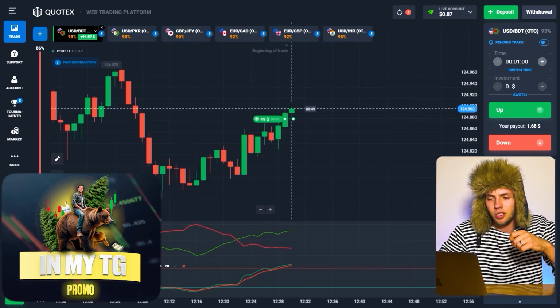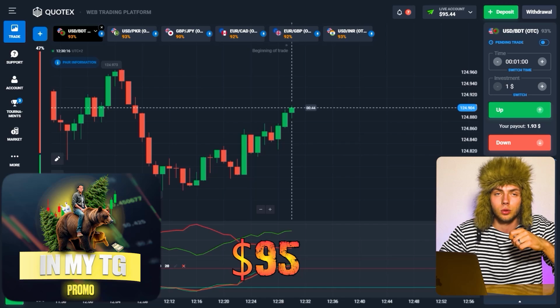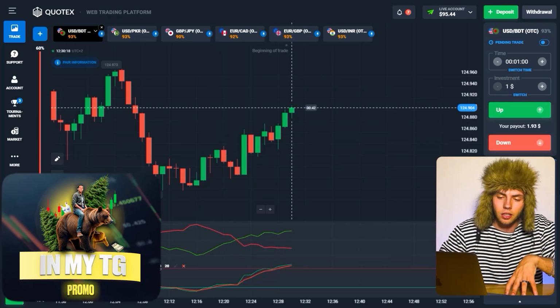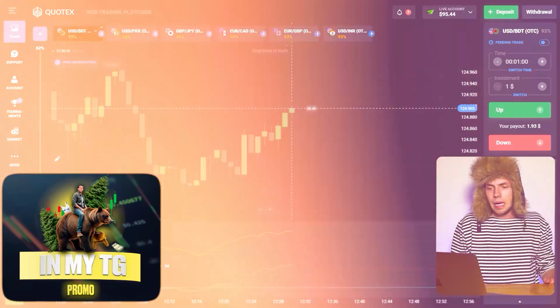But the stochastic is also signaling us that we are getting closer to the overbought zone, and that's quite normal. The trade is closed, $94, a pretty good beginning of a trader's day. And I think let us take a look at what else we can check out for this one session. Let us check out another pair.